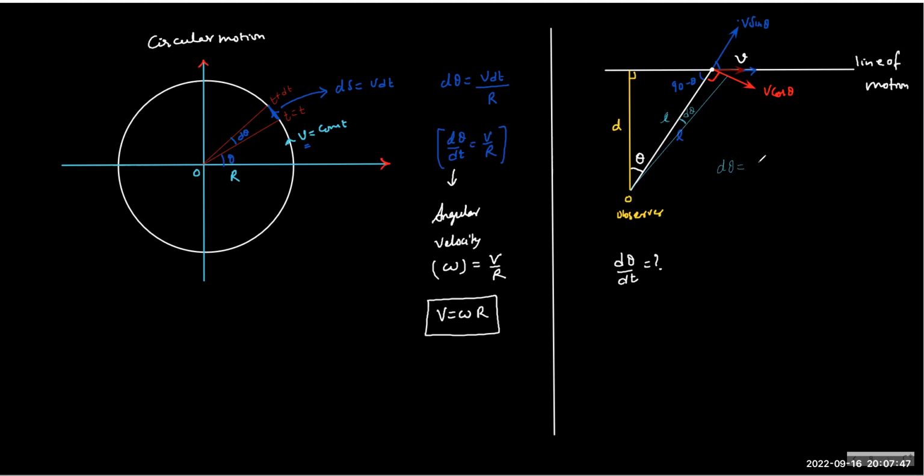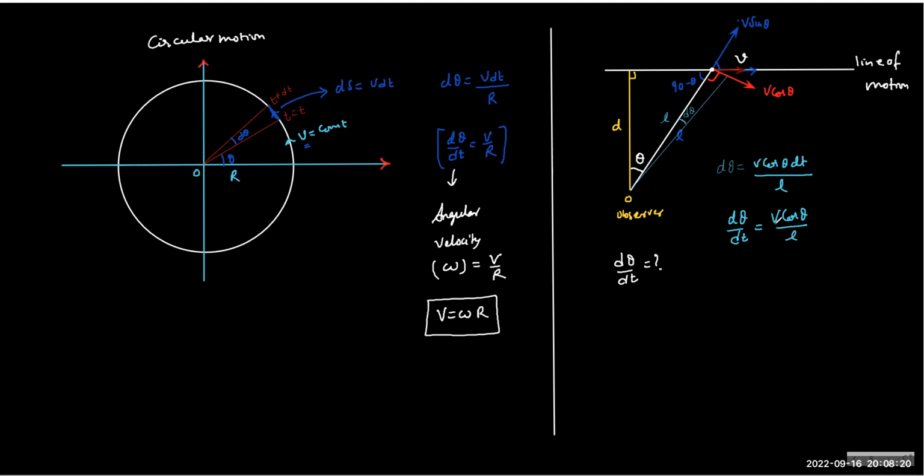Tell me how much? Arc length. What is arc length? Arc length is V cos theta dt. And what is the radius? Let's call it L. So you got it. Now what is d theta by dt? V cos theta by L.